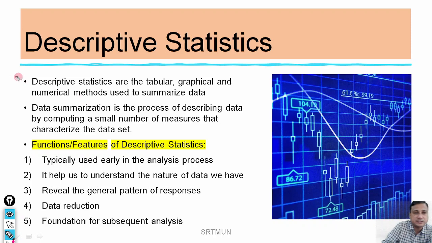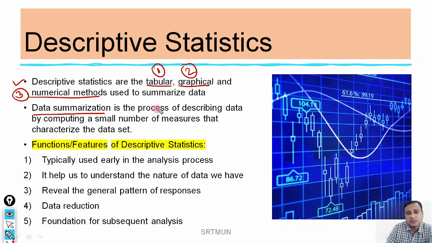What is descriptive statistics? Descriptive statistics are tabular, graphical and numerical methods used to summarize data. So three parts are involved here: tabulation, graphs and numerical methods. Fine. And they all are used to summarize the data. What is data summarization? Data summarization is the process of describing data by computing a small number of measures that characterize the data set. This definition of data summarization is associated with numerical methods only.